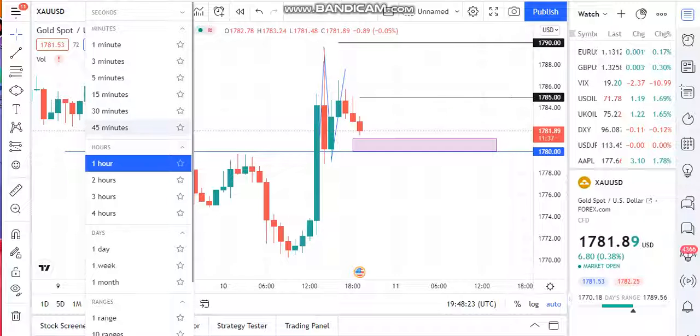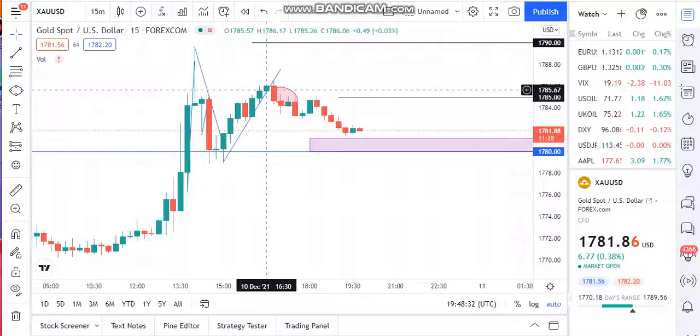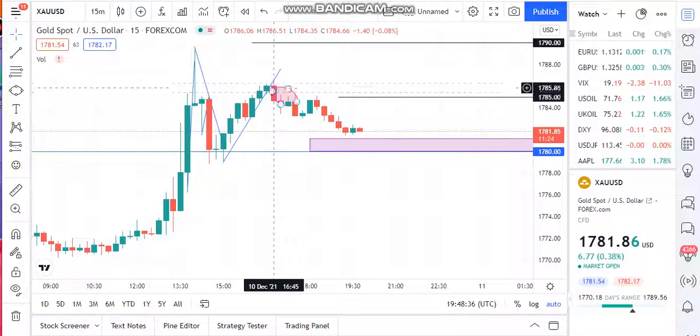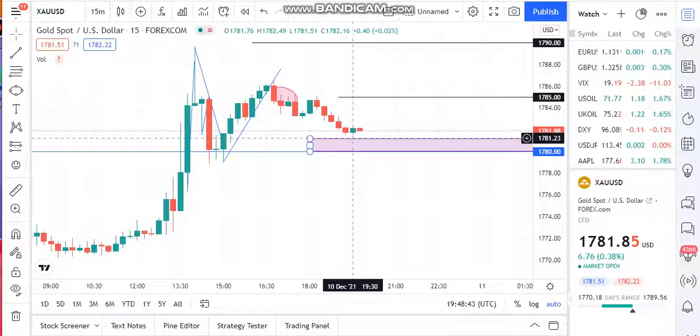Okay, what you want to do is wait for the retest. All right, so you want to wait for price to retest. So if you missed that trade in the morning, you could have waited for price to retest this level right here, 1785. It retested that area one time, 2 times, 3 times, 4 times. It retested, and eventually it broke through. Okay, once it breaks through, then you can get in, right?